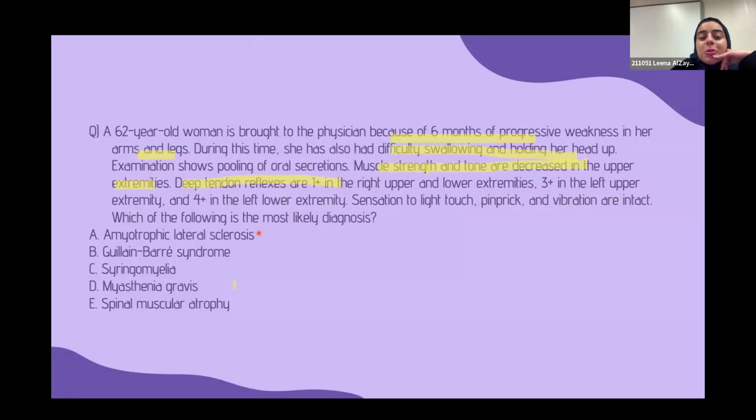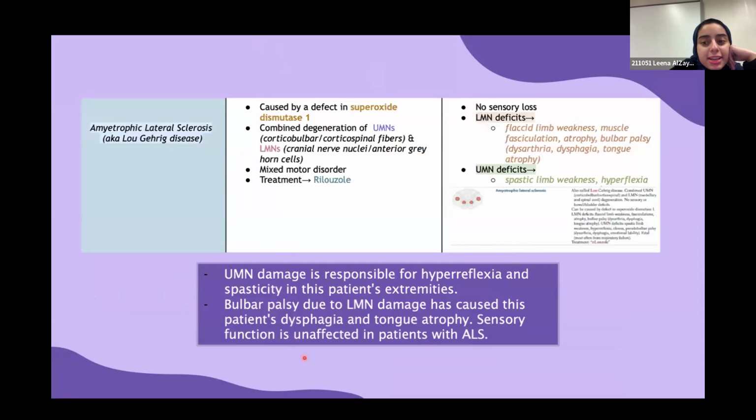Good job. So basically, we did this before. We said it's an upper and lower motor neuron. Sensations are not involved. So it's ALS. Good job. Does everyone know why it's ALS? Because this is something we already discussed before. Can everyone confirm that you remember this concept that I explained of ALS being a mixed motor neuron disorder where it's upper and lower? And you have hyporeflexia and hyperreflexia, it's kind of like a mix of both, and sensation is always spared. Okay.